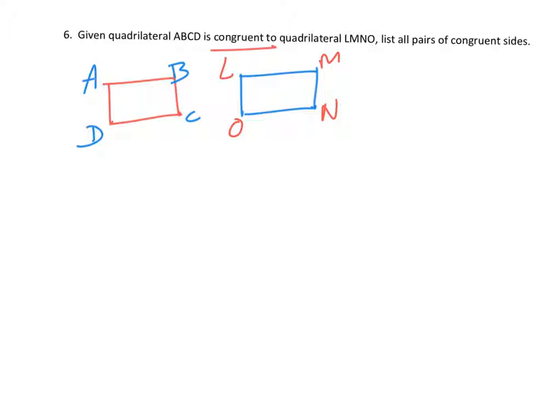Now they are congruent. So that means this side matches this side, right? This one matches this one. This one matches this one. This one, oops, there we go, matches this one. Alrighty. And again, up here, order matters. A, B, L, M. B, C, M, N. C, D, N, O. D, A, O, L.